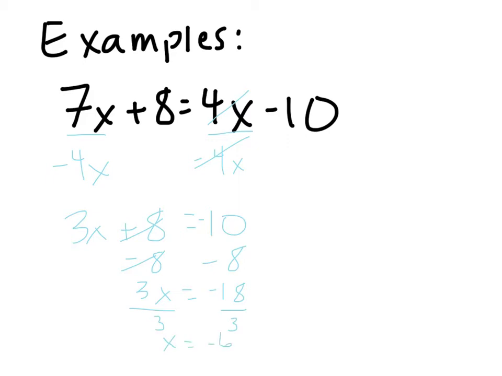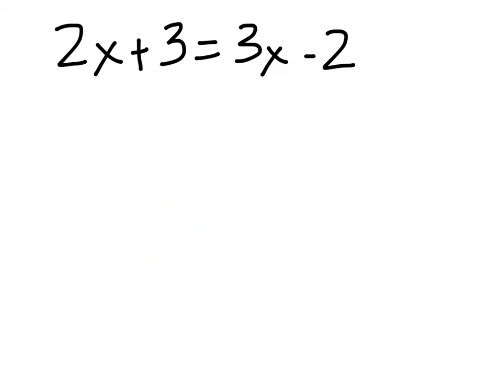Now I can check this by plugging it back in and saying 7 times negative 6 plus 8 equals 4 times negative 6 minus 10. And evaluate both sides. Negative 42 plus 8, which is negative 34. And see if that equals negative 24 minus 10, and that is also negative 34. Okay, let's look at another example.